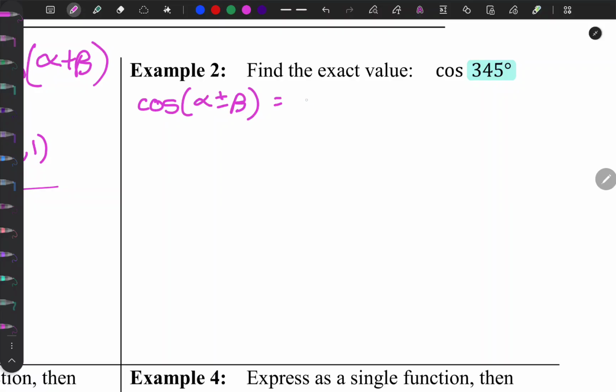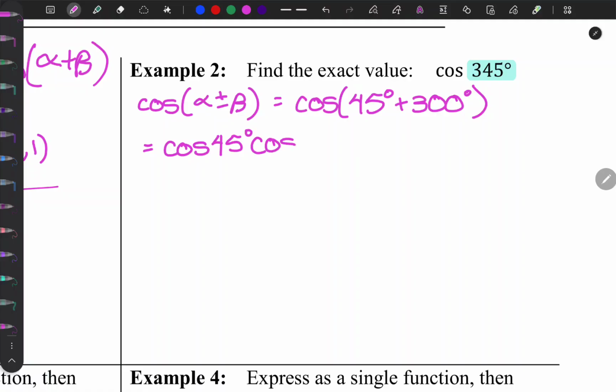So in this case, why don't we say cosine 45 degrees plus 300 degrees. So this is still cosine 345, but we're breaking the 345 into two convenient angles. Once we do that, we can now use our identity and break this into a longer statement. So this longer statement would be cosine 45 degrees, cosine 300 degrees, minus sine 45 degrees, sine 300 degrees.